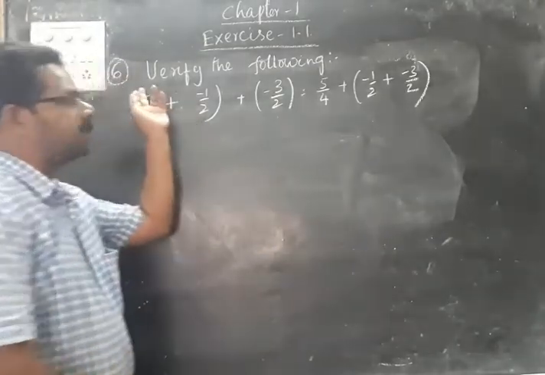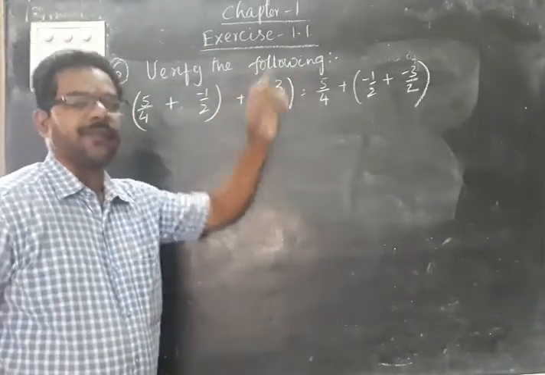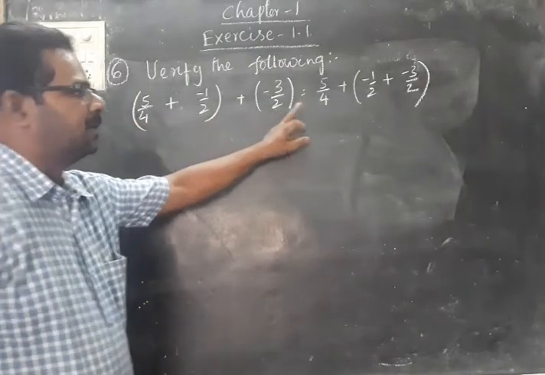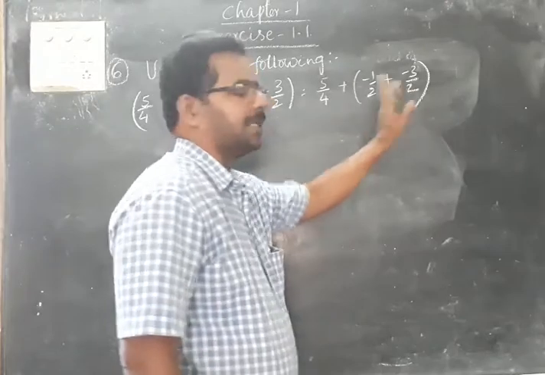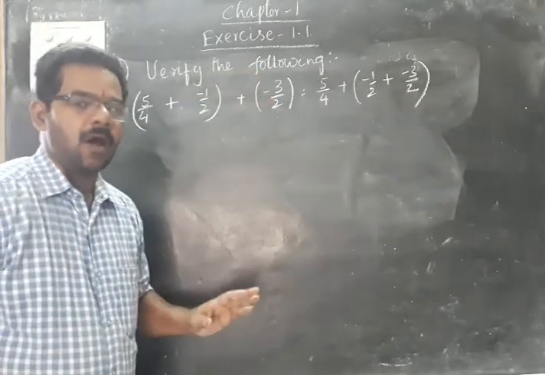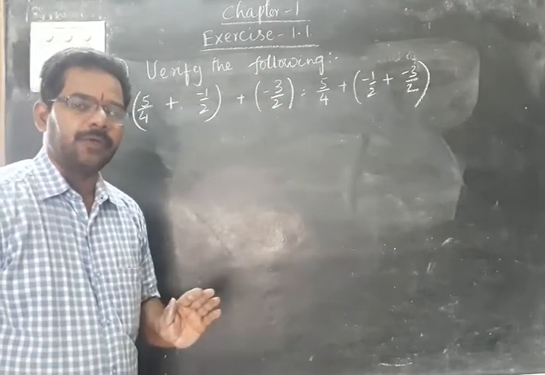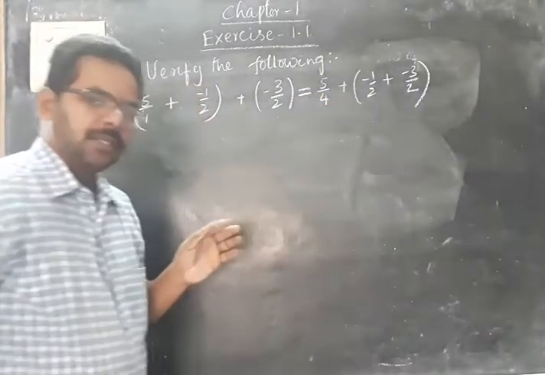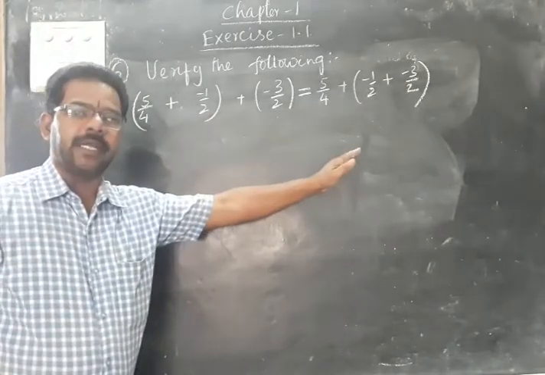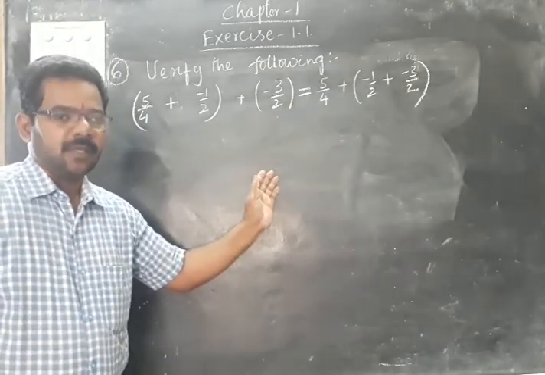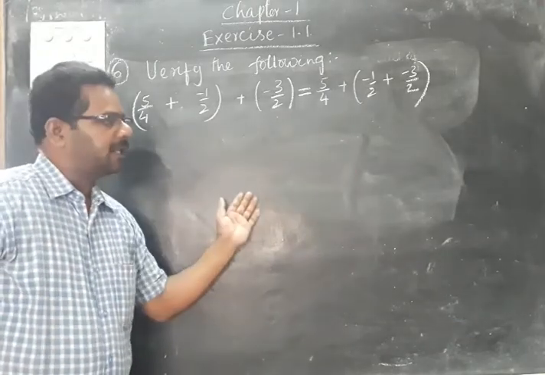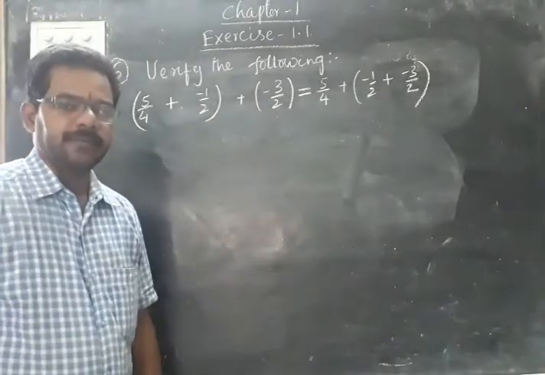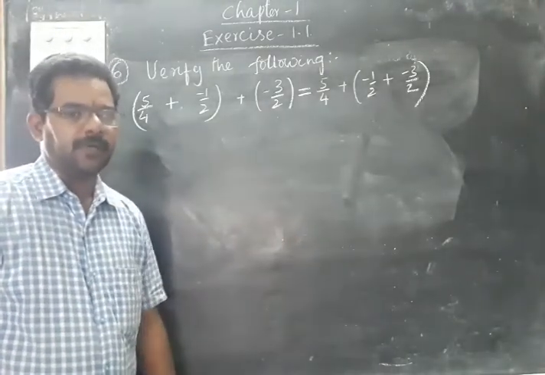So now coming to the sixth question, they have asked us to verify the following. Verify means first one plus second one plus third one is equal to first one plus third one plus second one. So this they have given, we have to verify. Verification is what we have to do: whether left hand side is equal to right hand side or not. If the left hand side is equal to the right hand side, we can say LHS is equal to RHS and the given one is verified. Otherwise both are not equal, we can say like that.